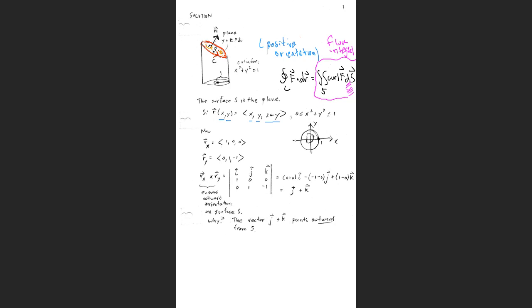The restriction on x and y is that x squared plus y squared has to be less than or equal to 1. If you take the surface S and project it down into the xy-plane, you're going to get this as your region D. So now it's just a matter of applying Stokes' theorem.